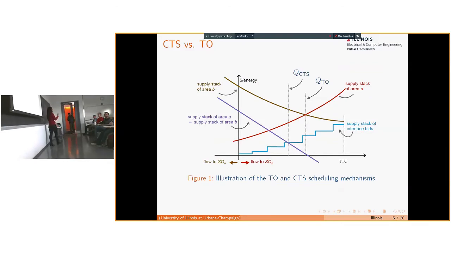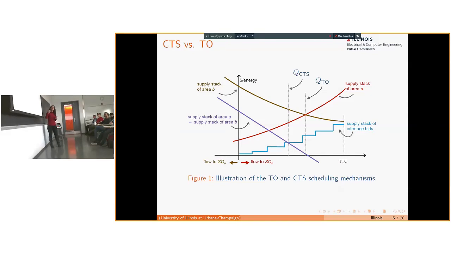Let's take a snapshot of that system at a certain point in time. On the vertical axis, I'm showing price, dollars per energy, and on the horizontal axis is net power flow on the common tie line between the two areas in every direction. At a certain point in time, the system operator in area A computes the supply stack at its border by solving an area-wise parametric economic dispatch, varying the amount of power that flows on the tie line.